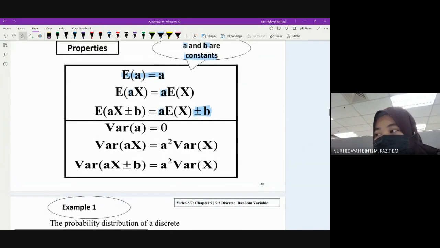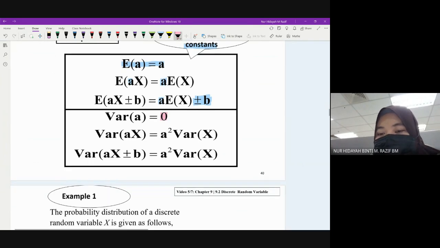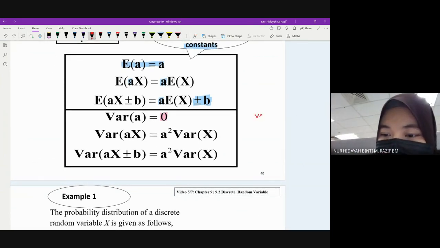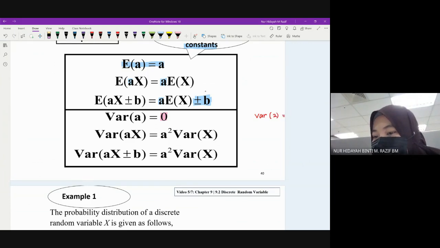Kalau tadi expected value of constant A adalah A itself, now the variance of your constant will be equal to 0. Okay, variance of constant A is equal to 0. So let's say you have contoh soalan, variance of 2. Nilai dia adalah kosong. Tak perlu kira sebab 2 itu adalah constant bukan random variable.